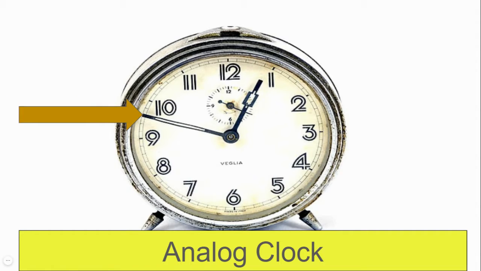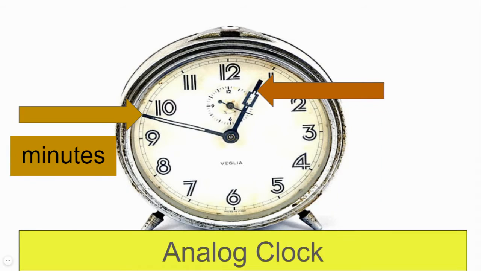You can see two hands on this clock. The long hand on the left is the minute hand. It indicates the 60 minutes. The short hand on the right is the hour hand and indicates 12 hours.